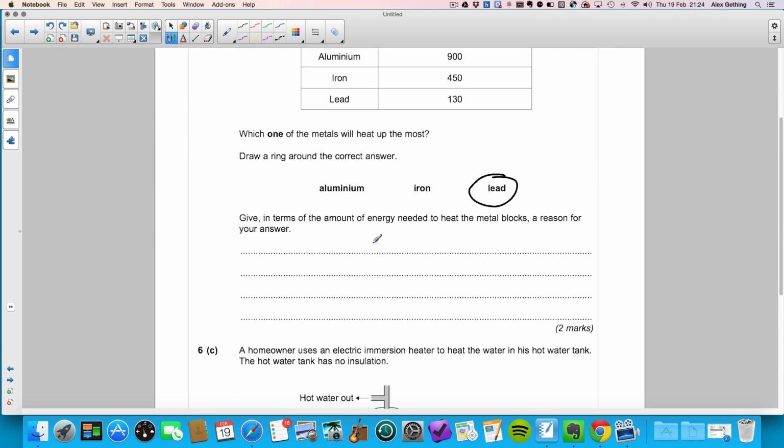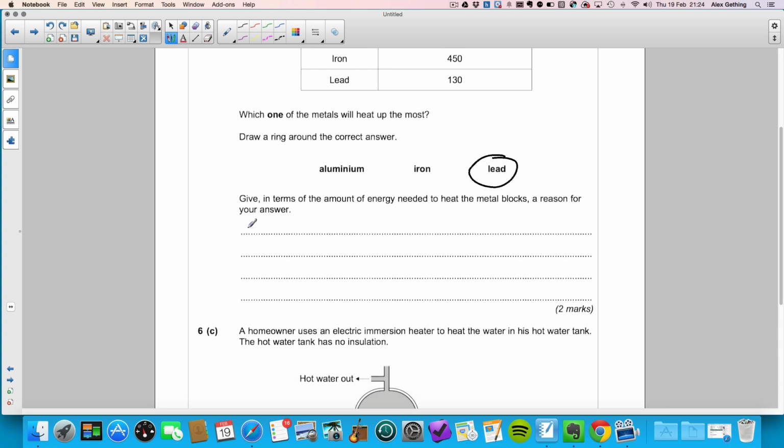Give in terms of the amount of energy needed to heat the metal blocks a reason for your answer. So 2 marks, well, 1 mark for saying lead, 1 mark now for, and what you need to be saying is that lead requires the least energy to raise its temperature by 1 degree, which is the definition of a specific heat capacity.